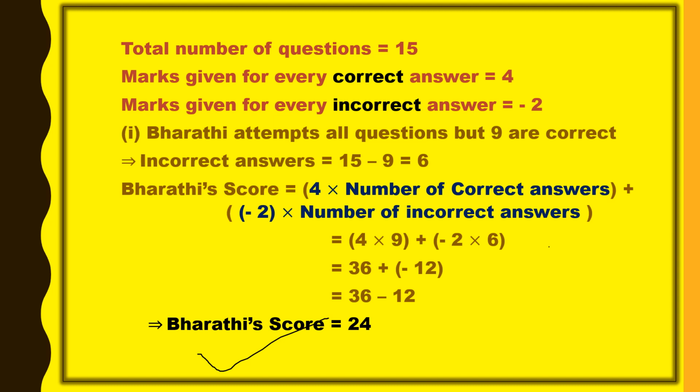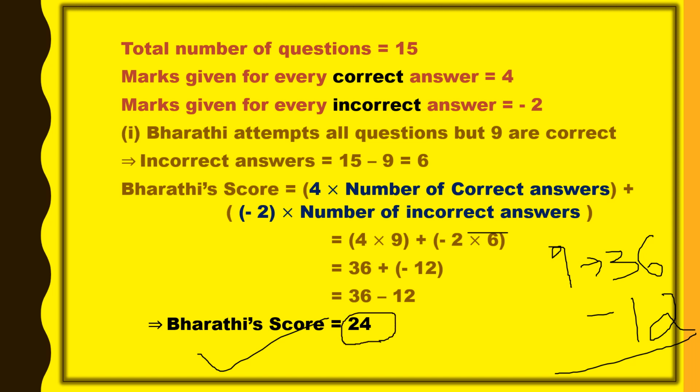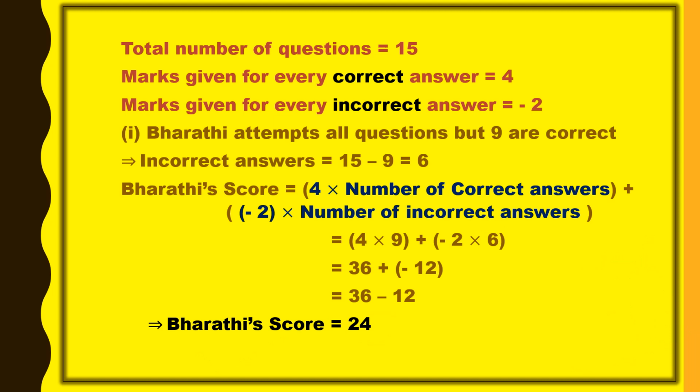So now this is Bharati's score. Even though Bharati attempted 9 correct answers, and for 9 correct answers she got 36 marks, because of the wrong answers she lost 12 marks. Because of attempting the wrong answers she lost 12 marks, so her score decreased to 24 marks. Okay, instead of getting 36 marks she got 24 marks because of the wrong answers. Understood? Now let us talk about Hema.